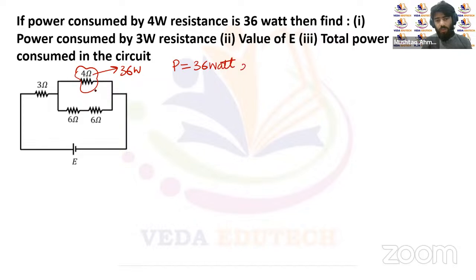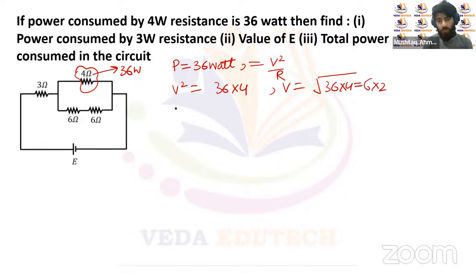If we calculate the potential drop across this 4 ohm resistance, we can just write that power is equal to V square over R, right? So V square should be equal to 36 multiplied by 4. It means we will get the value of V as square root of 36 multiplied by 4, which is 6 multiplied by 2, that's 12 volts. So the potential drop across this 4 ohm resistor is actually 12 volts.